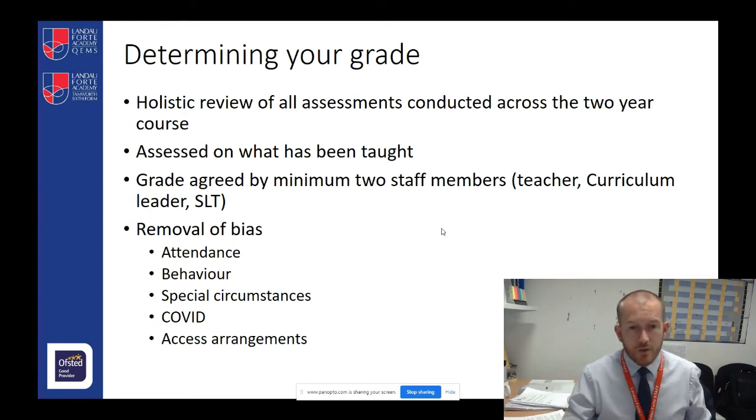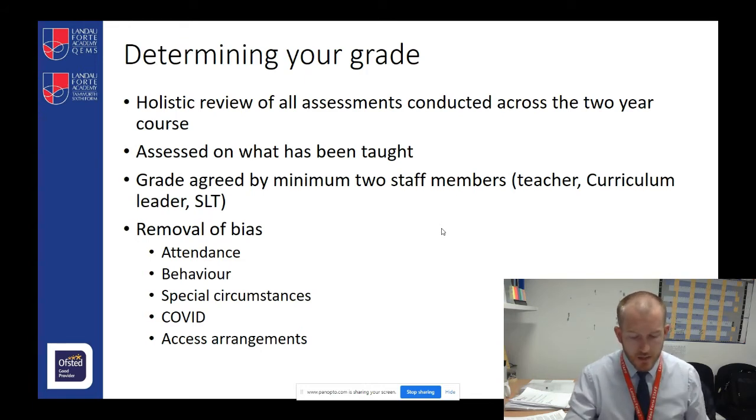As you're aware, you are only assessed on what you have been taught in terms of the specific content. So anything that could not be taught cannot be assessed, and it would be unfair to do so. So all staff have been made aware of that, so you won't be assessed on things that you have not been taught or not been able to be taught.